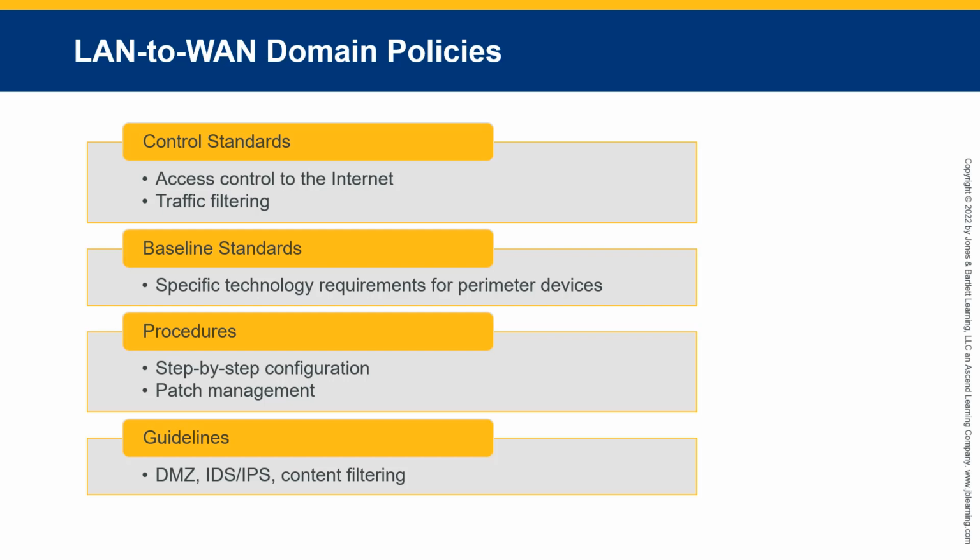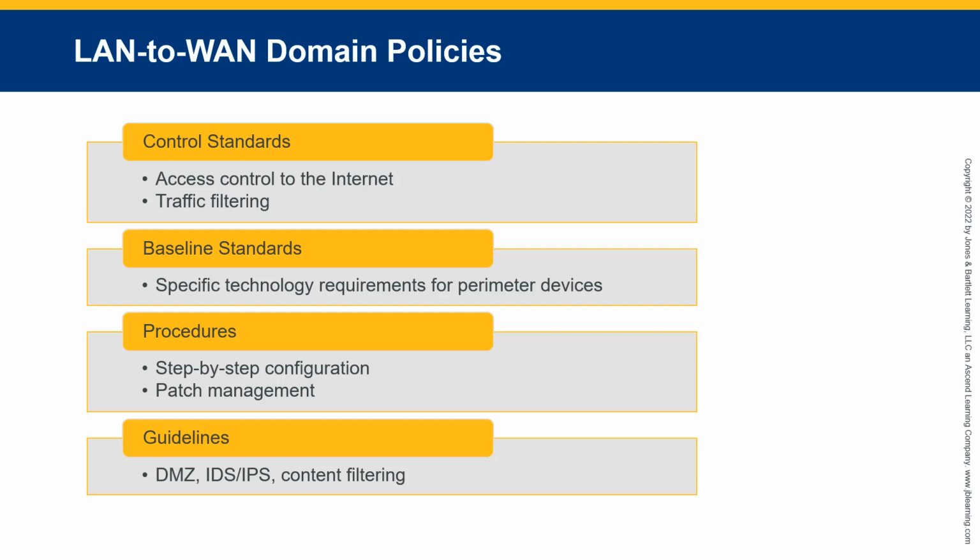Baseline standards are specific technology requirements for perimeter devices. A LAN to WAN domain baseline standard focuses on perimeter devices to separate the WAN from the LAN. The following are some examples: content blocking tools configuration standard, intrusion detection and prevention tools configuration standard, proxy server configuration standard, and firewall configuration standard.